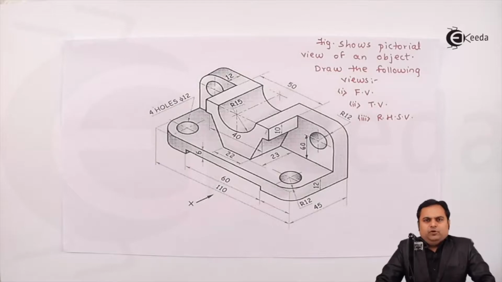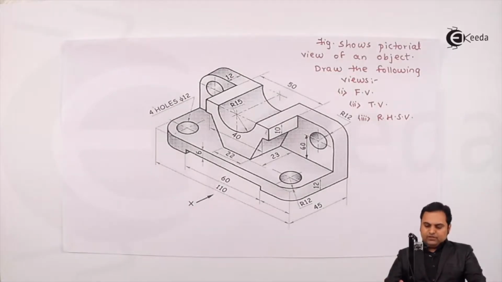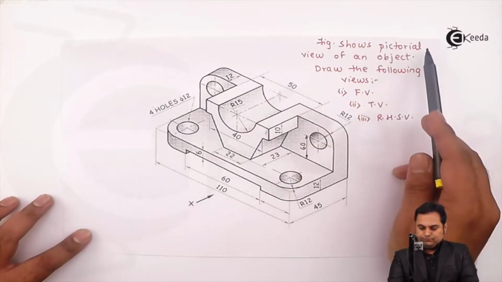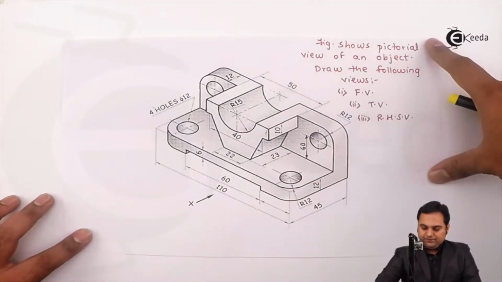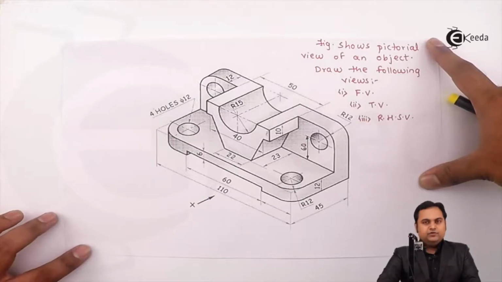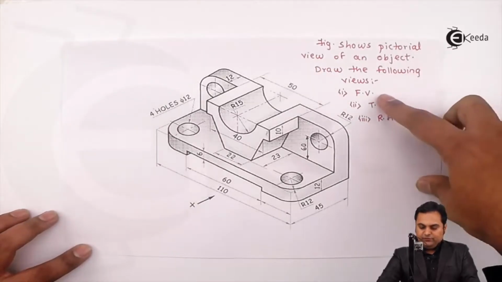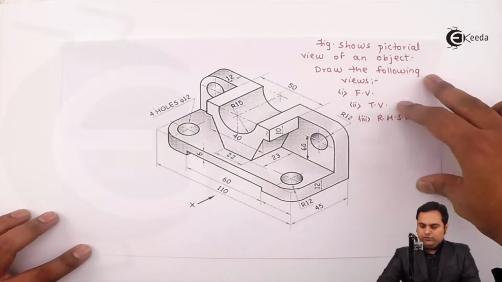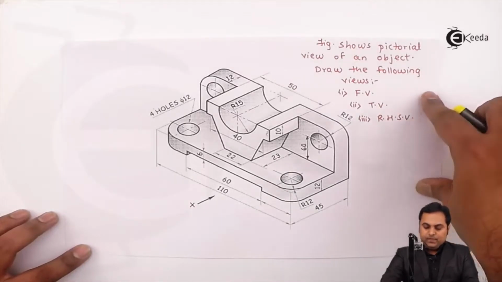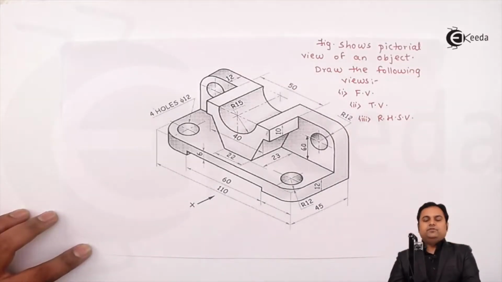We will see the problem on orthographic projections. For that, here we have a question. Figure shows a pictorial view of an object. Draw the following views. Number 1, front view. Number 2, top view. And third, right hand side view. So this is the question in front of us.